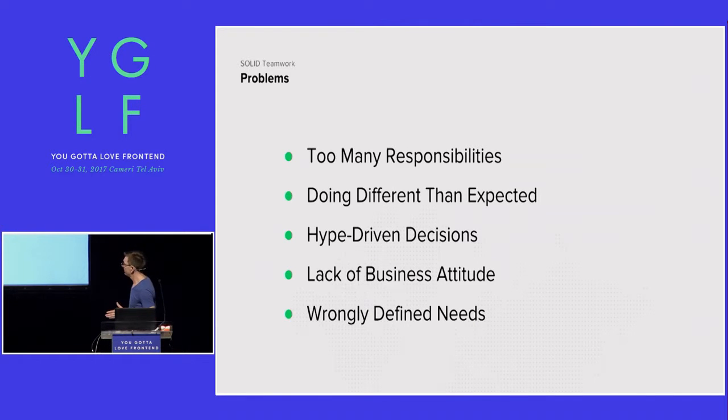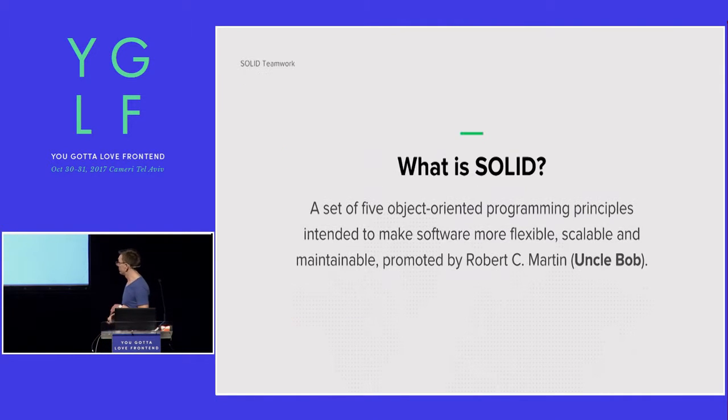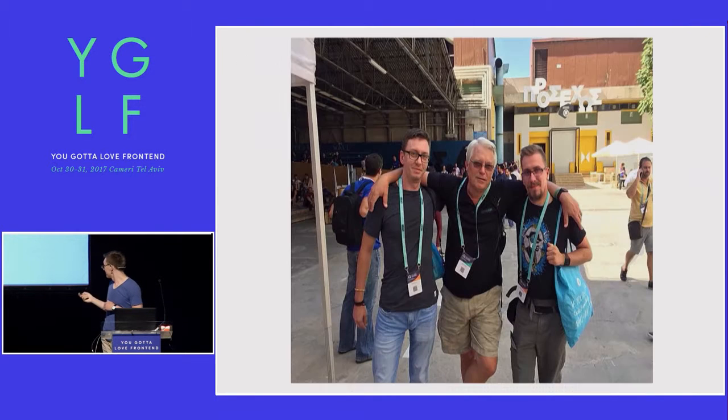So, as an engineer, on the other hand, I'm familiar with SOLID principles. And I'm sure you'll be surprised that they can be applied to teams too. And I'll show you how in a minute. First, let's recap the SOLID principles. What is SOLID, actually? It's a set of five object-oriented programming principles intended to make software more flexible, scalable, and maintainable, promoted by Robert C. Martin, also known as Uncle Bob.